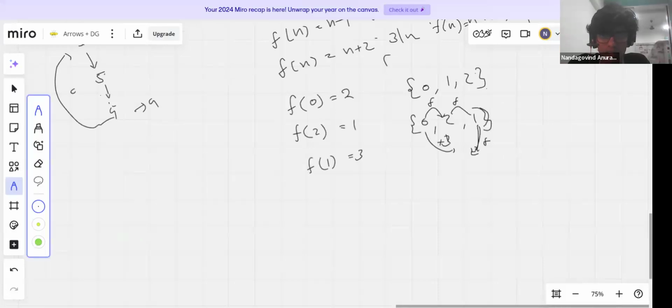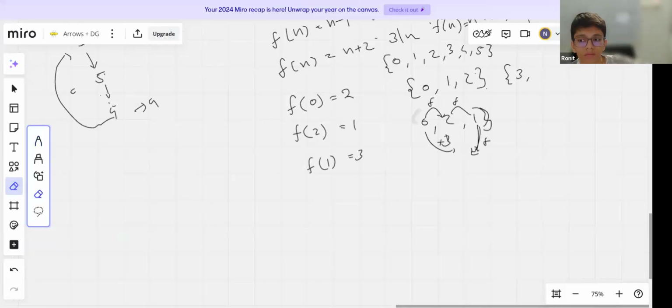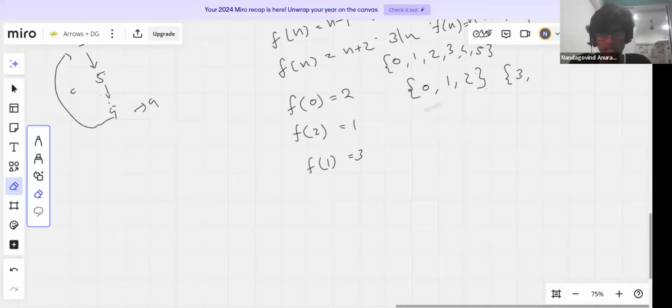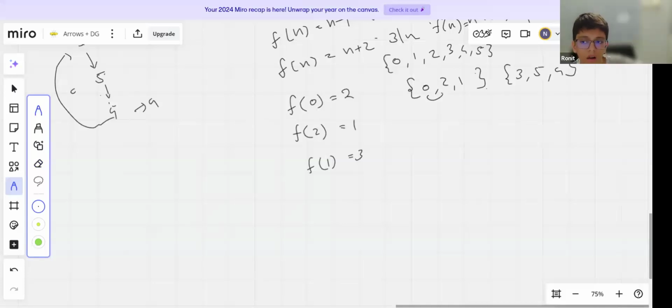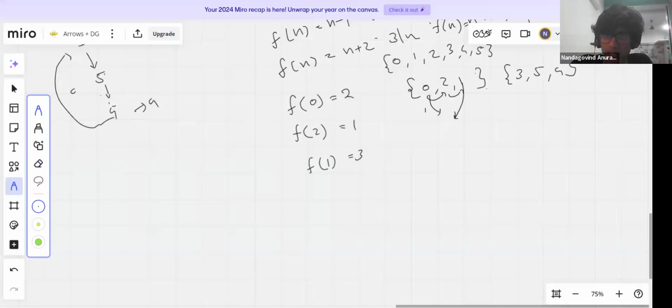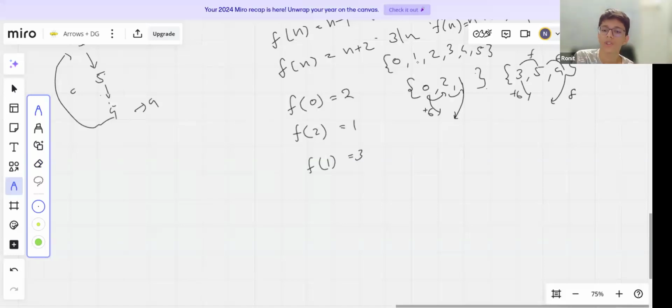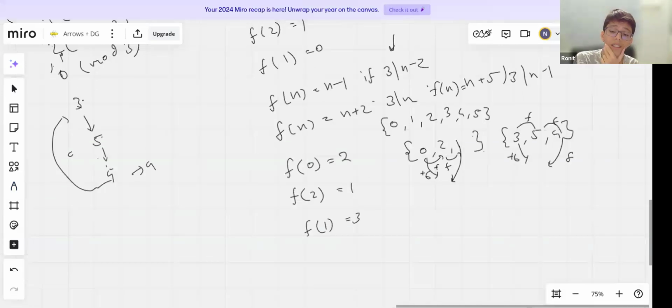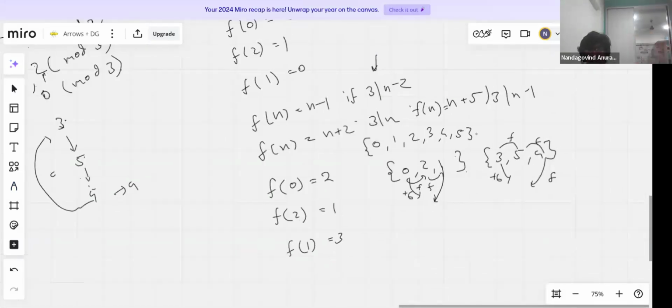So this is nice because now I can partition 0 to 5 into these two sets: 0, 2, 1, and then 3, 5, 4. So 0 goes to 2, goes to 1, which goes to this thing plus 6. Meanwhile, 3 goes to 5, goes to 4, which goes to 3 plus 6. So this would happen for all multiples of 3. I could have 0, 2, 1, and 3, 5, 4, and then 6, 8, 7. So that's what we want.